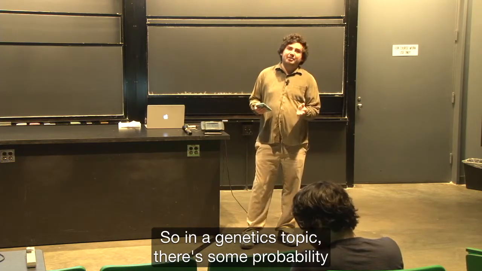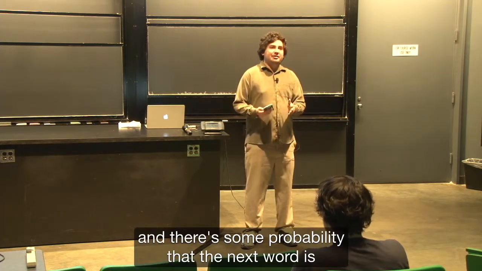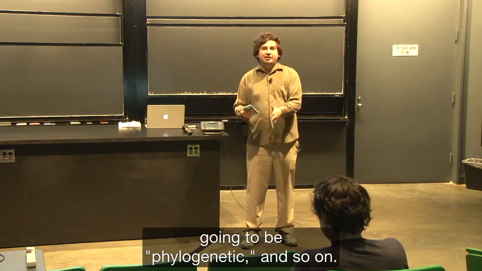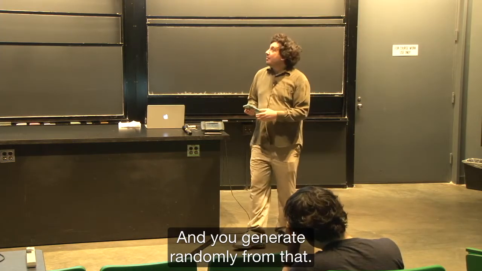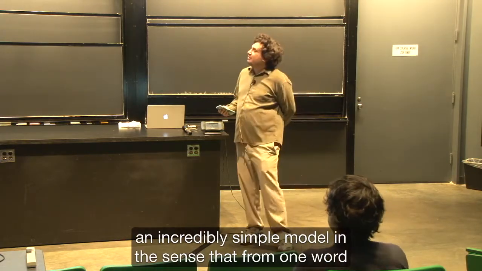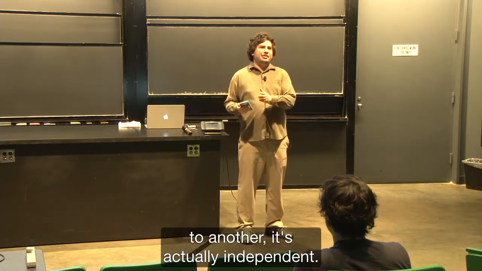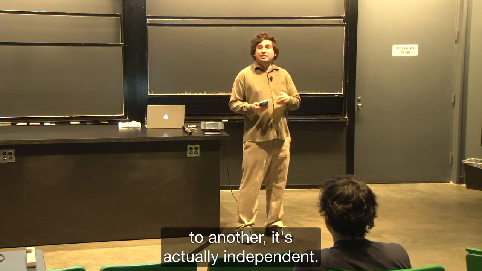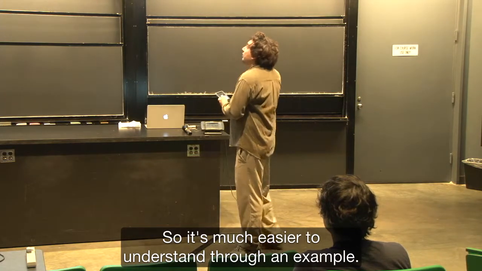So in a genetics topic, there's some probability that the next word is going to be DNA, and there's some probability that the next word is going to be phylogenetic, and so on. And you generate randomly from that. This looks complicated, but it's actually an incredibly simple model in the sense that from one word to another, it's actually independent. So it's much easier to understand through an example.